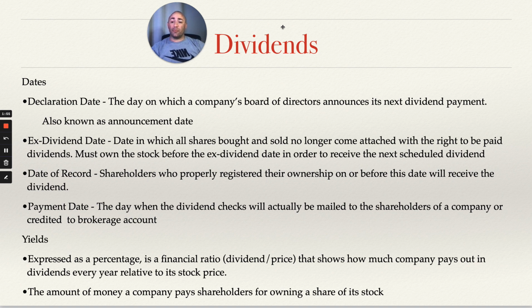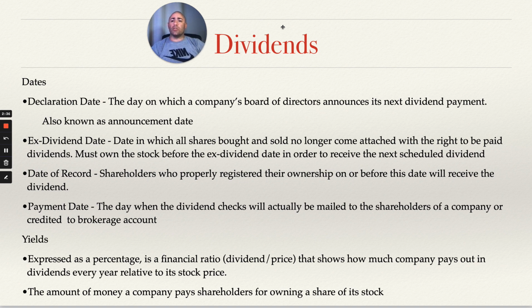Then the next date after the ex-dividend date is the date of record. That's when the shareholders who properly registered their ownership on or before this date will receive the dividend. So the company accountant goes through and says, okay, this is the date of record. Everybody who owns shares by this date, which is usually 2 days before the date of record, qualifies to get paid dividends, right? Whether it be dividend reinvestment, where you're put right back into shares, or a cash dividend in essence, right?